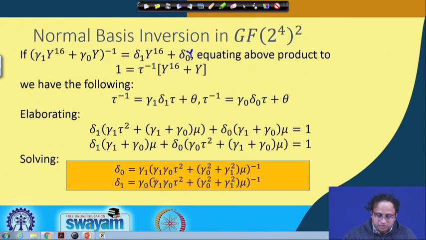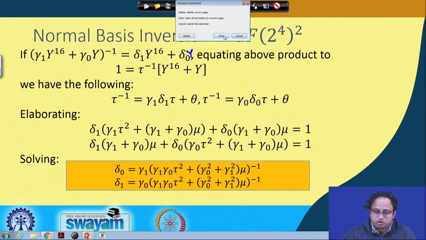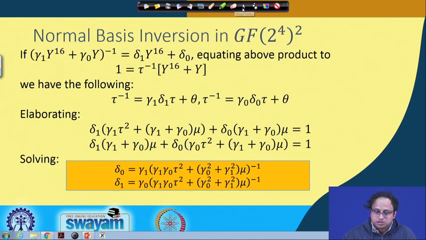So you can note here that there is an inversion which you are doing right now if you want to get the delta 0 and delta 1 outputs, but this inversion is now in GF2 power of 4. So you have basically expressed a higher dimension inverse in terms of a smaller dimension inverse, and that is essentially the trick which we have also done for polynomial basis, and we are trying to adopt that for normal basis as well.